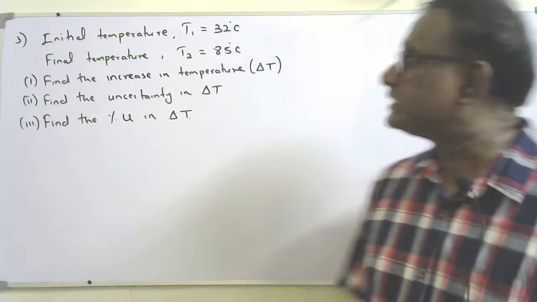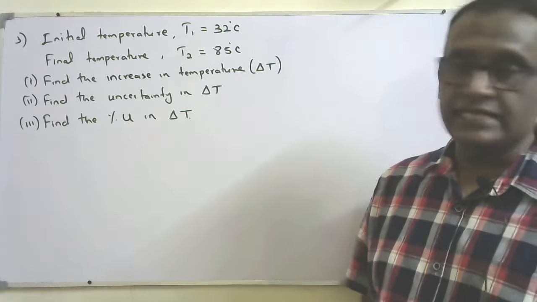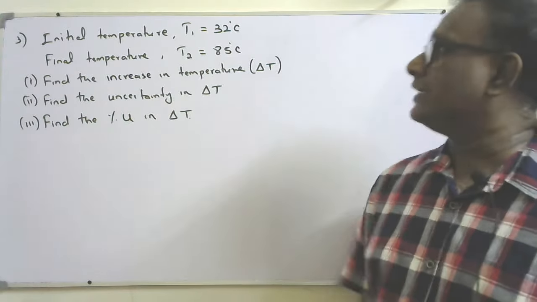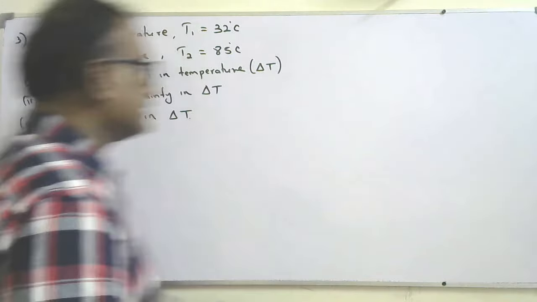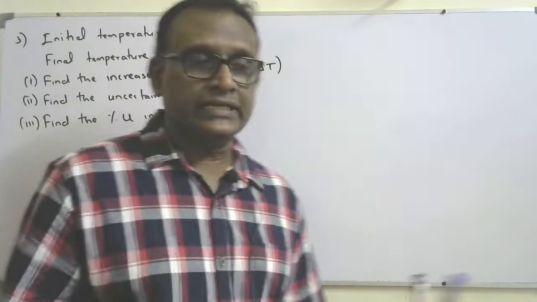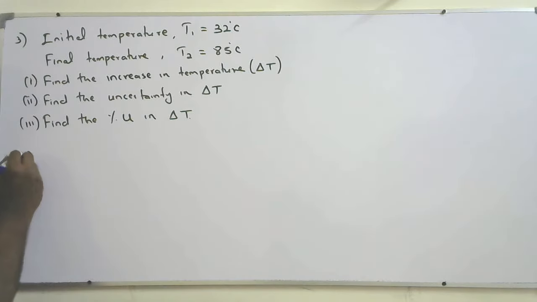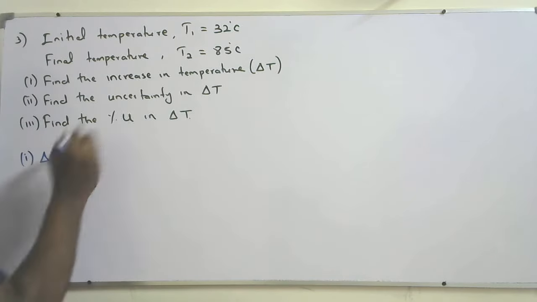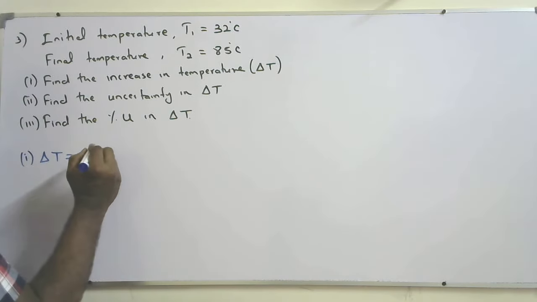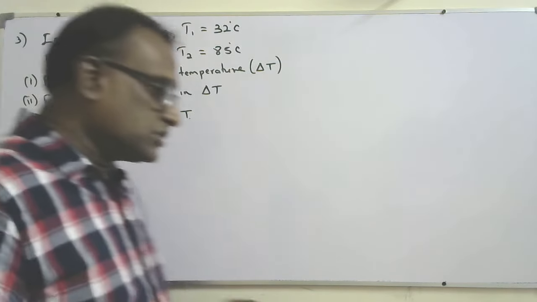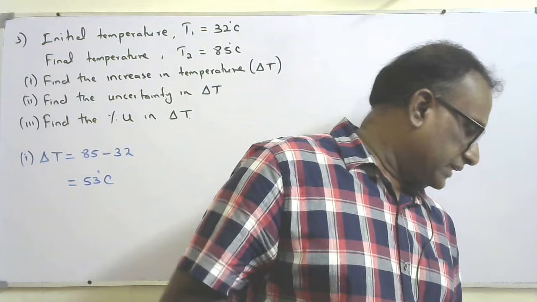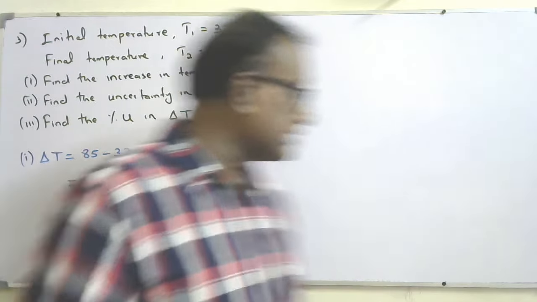So this is a simple question. Initial temperature is given as 32 degrees Celsius, final temperature is given as 85 degrees Celsius. Find the increase in temperature. That's simple. We do that in specific heat capacity, mc delta T. You know that. So the increase in temperature delta T will be equal to final temperature 85 minus initial temperature 32. That will be equal to 53 degrees Celsius.